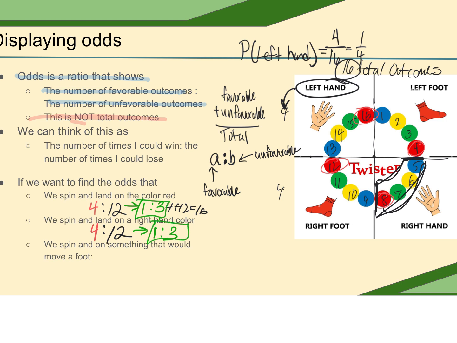And finally, something that would move a foot, well, under the same idea, there are 4 ways to move the left foot and 4 ways to move the right foot. So there are 8 favorable outcomes. And if I look at the other side, there are 4 ways to not move on this side and 4 ways to not move. So 8 unfavorable outcomes. And since these are the same numbers, these have odds of 1 to 1.